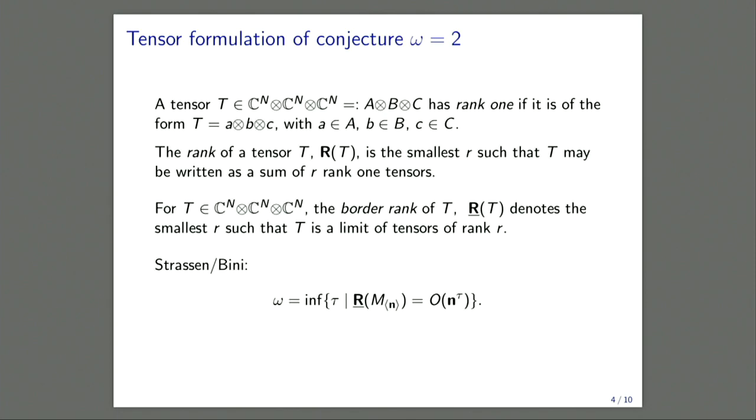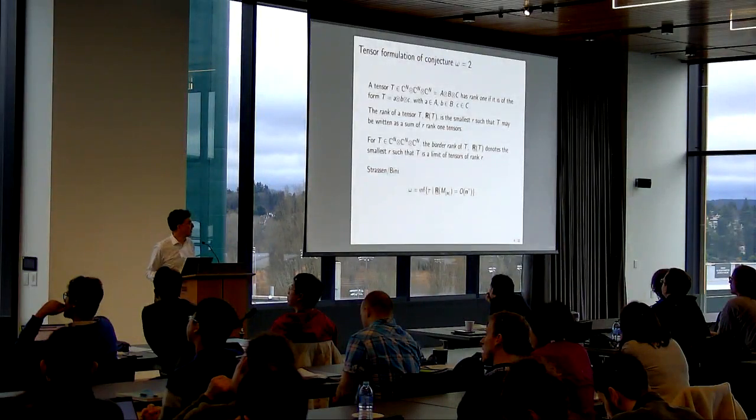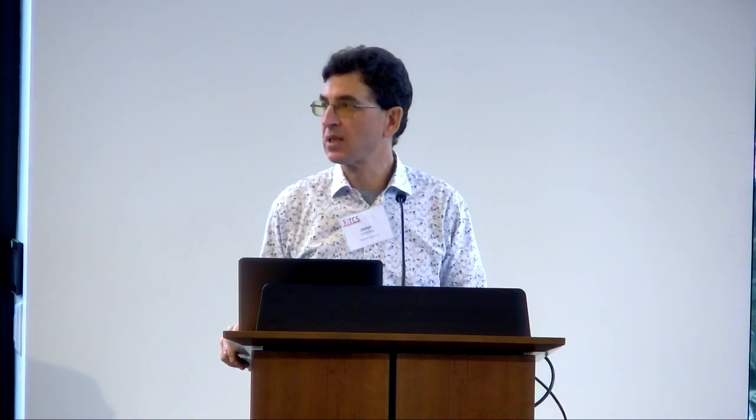You allow the size of the matrices to grow. You look at this border rank function as a function of n. The growth of this function determines the exponent of matrix multiplication.